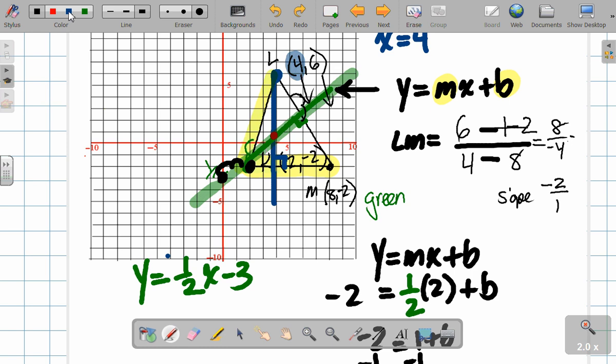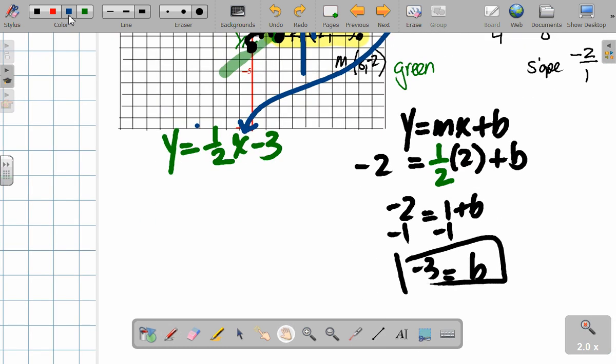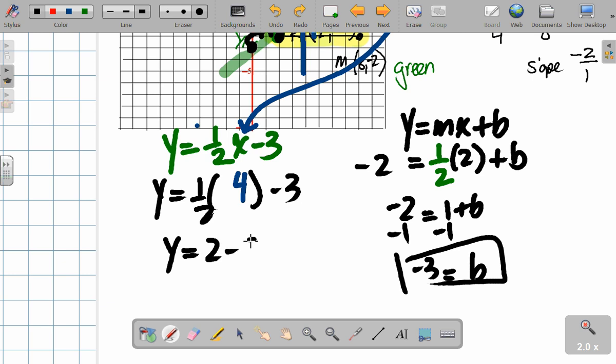And then we already have a blue line, and we chose a nice vertical line, so it's super easy. You just take that value of x. We're going to plug it in right there. That's 4. So we have y equals half of 4 minus 3. So now we have our orthocenter is going to be 4, negative 1.